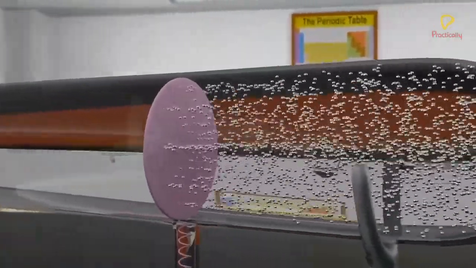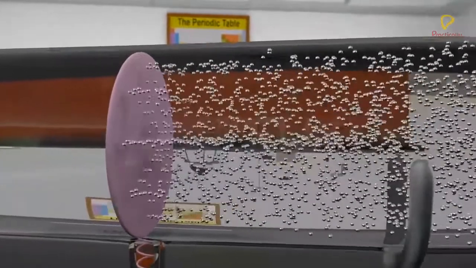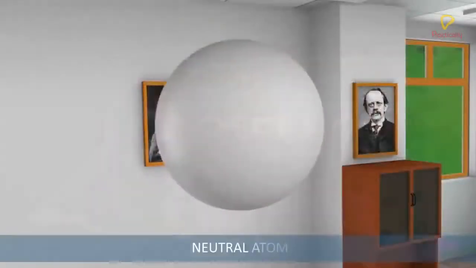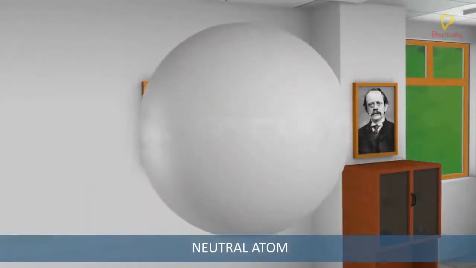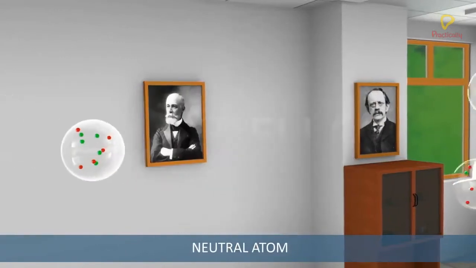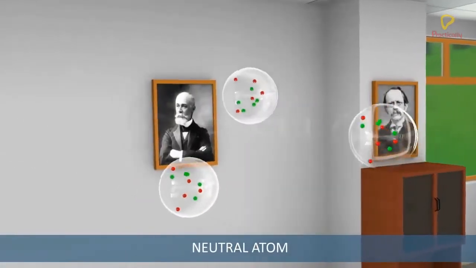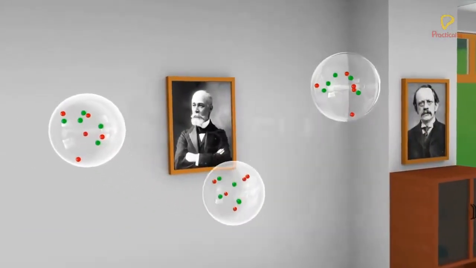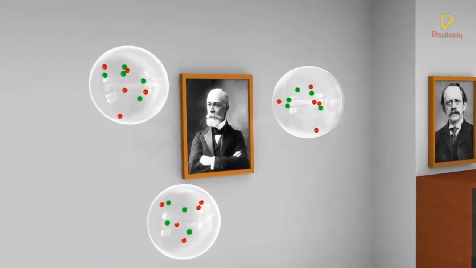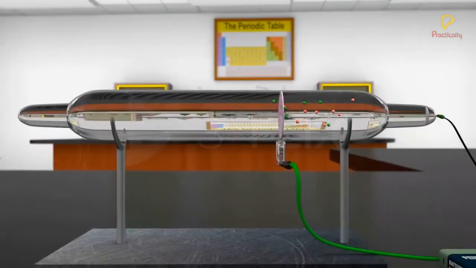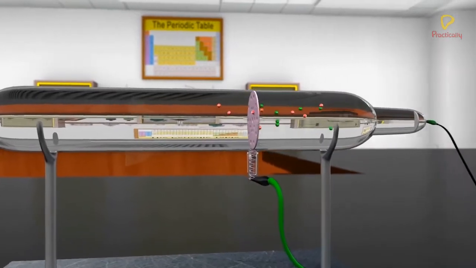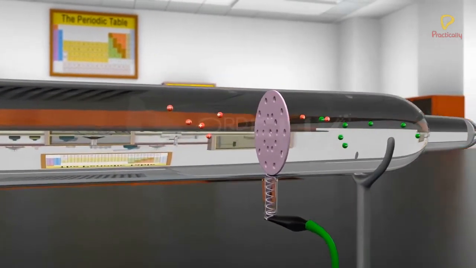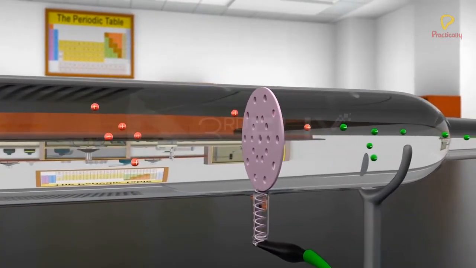We know that the discovery of cathode rays led to the discovery of negatively charged electrons. This, however, did not justify the fact that an atom as a whole is neutral. Scientists then contemplated the possibility of the presence of positively charged particles in an atom. Subsequently, the discovery of anode rays led to the discovery of positively charged particles called protons.